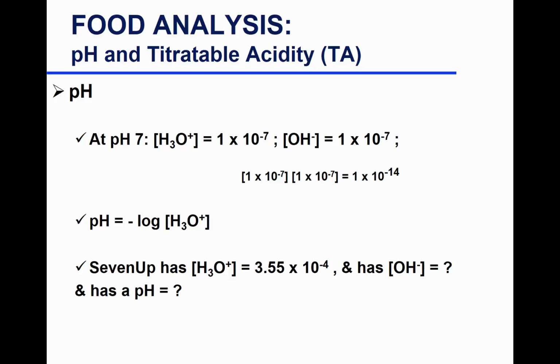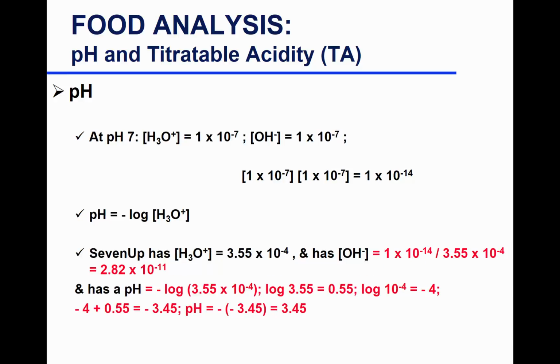You have it? What do you have, Sven? OH minus is 2.82 times 10 to the negative 11. What was the pH? The pH is 3.45. Yes. Good. So basically you apply math. You substitute here to calculate this OH minus concentration. You have the ion product of water, and you get the concentration of hydroxyl groups, and the pH is minus log of this.